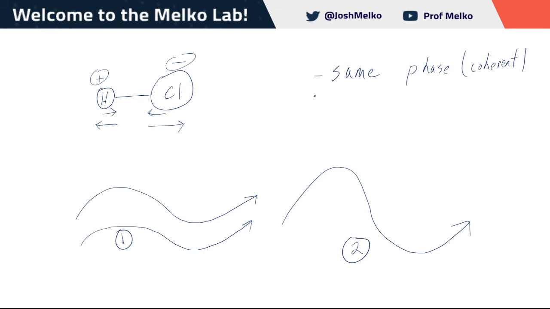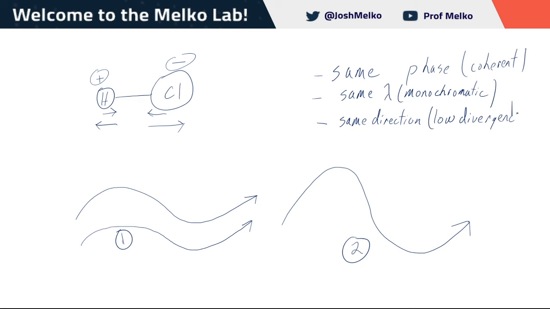We'll just repeat some of this here. They have the same wavelength, which we call monochromatic. And they have the same direction, which is termed low divergence. And so this is what you'll see a lot of times as the benefits of laser light.